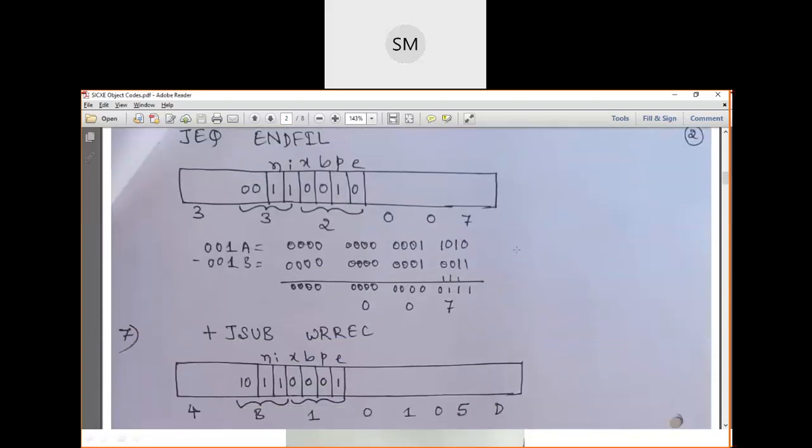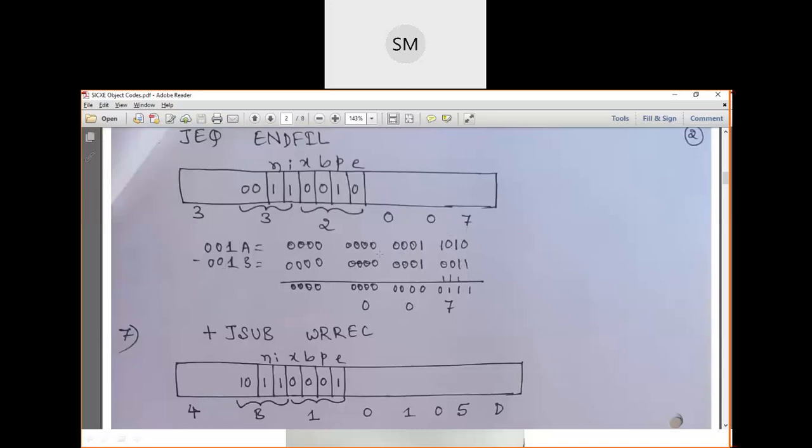Then next is JEQ ENDFILE. You should find out the opcode of JEQ. And n and i are 1, x is 0, b is 0, p is 1, e is 0. Our address of ENDFILE is 001A, and the address of the next instruction to be executed is 0013. The next instruction is plus JSUB, present at address 0013. So when you subtract these, you will get this answer, that is 007.